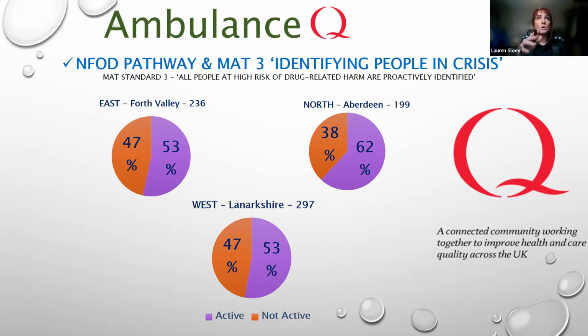So if we just take one of the examples from the screen here, the East Region, Forth Valley, what that's telling us is that 47% of 236 individuals were not active on community caseloads. So this allowed us to coordinate their need for care. And while 53% were active on caseloads, it allowed us to still make that communication to say there are other risks going on that you may not be aware of. Can we ensure that there is some kind of follow-up around medical or social care needs reviews for these individuals?